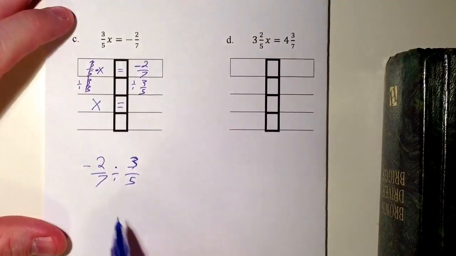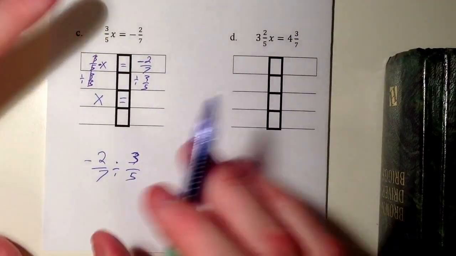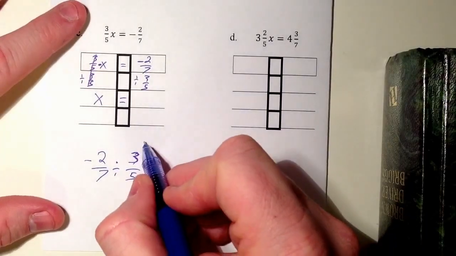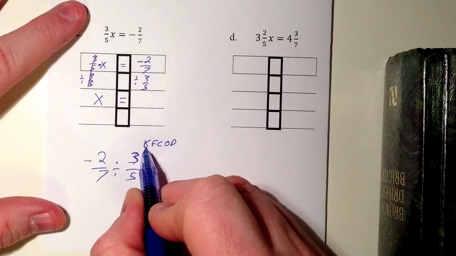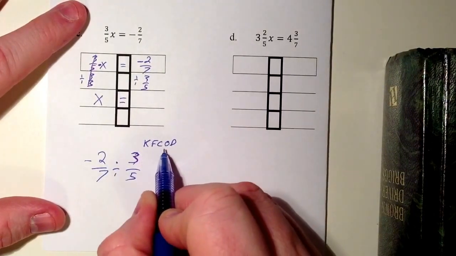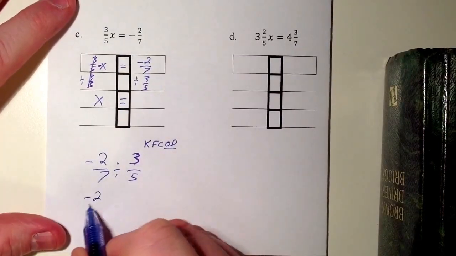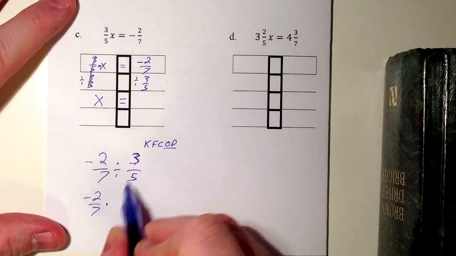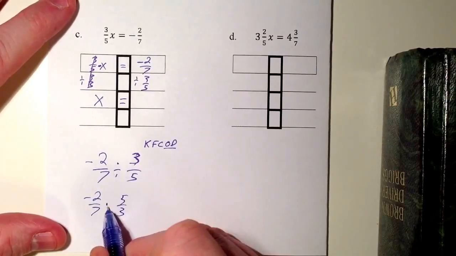This is that whole KFC thing. You know how I feel about KFC. I love me some chicken, but I don't always love KFC. So remember, it's KFC OD. Kentucky Fried Chicken, only drumsticks. The whole point here is that you have to remember this is only division. You do KFC. So negative 2/7 times, keep it, flip it, change it.